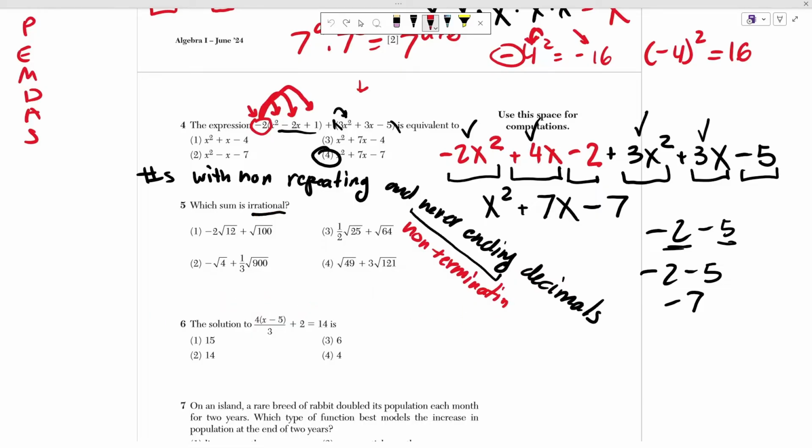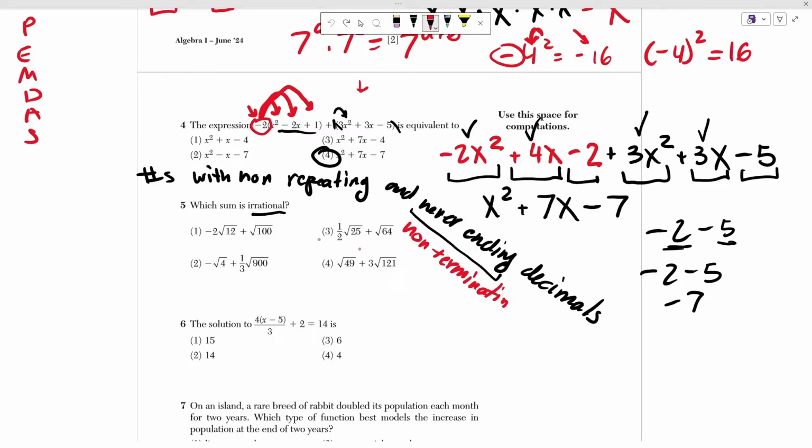Another example of an irrational number is a non-perfect square. If you take the square root of, for example, 2, or the square root of 13, or the square root of 14, or the square root of any number that's not a perfect square, those will always be irrational, okay? So let's just see which one of these answer choices provides us with a non-repeating and non-terminating decimal.